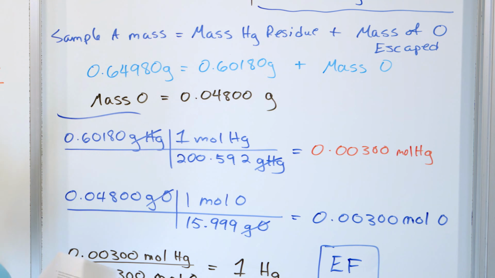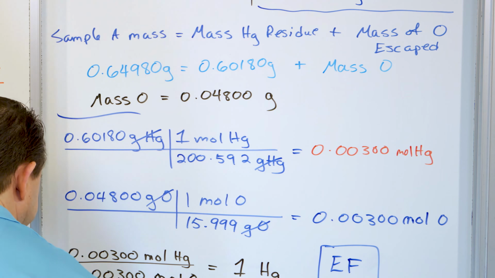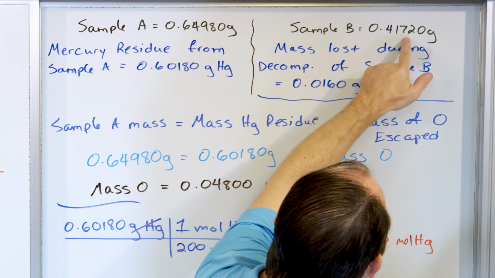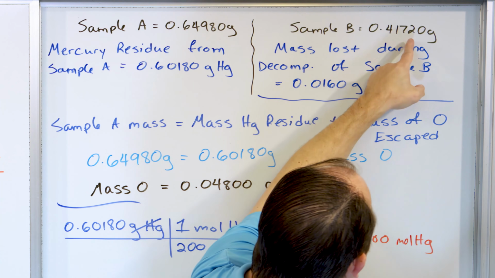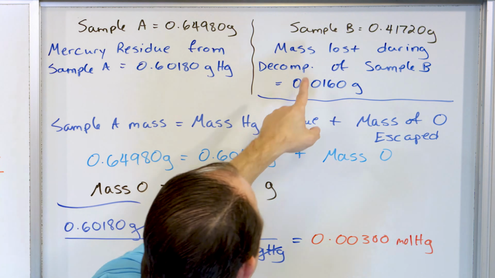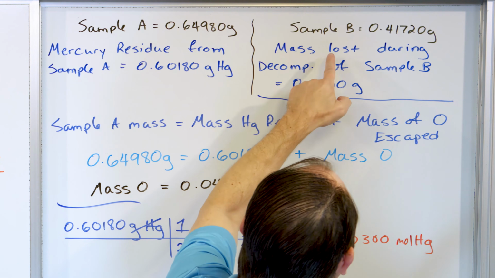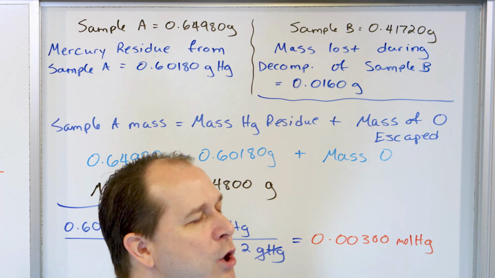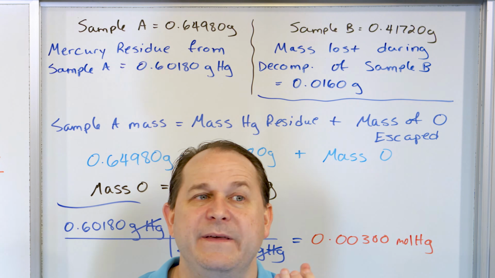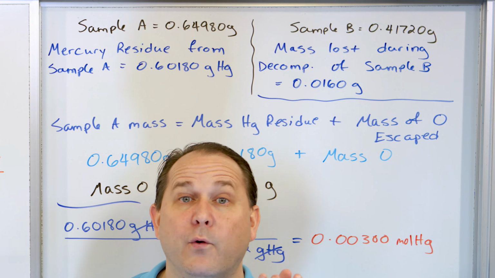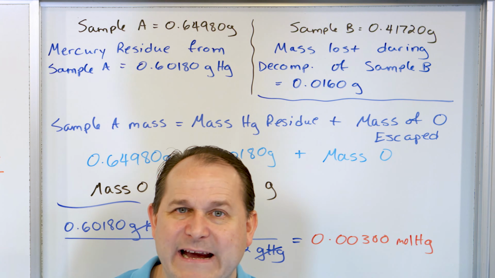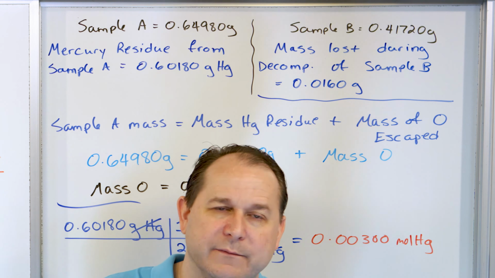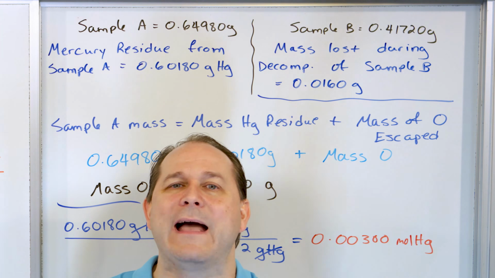Now what we have to do for the next one is, it's very similar, but not quite the same. We're going to do the same thing again for sample B, but for sample B, we're now told that sample B has a mass initially in the vessel of 0.41720 grams. Now this one's a little bit different, because this one says the mass lost during the decomposition of sample B is 0.0160. So what does it mean when mass lost? This means that you take the mass of something beforehand, and then you take the mass later, and you figure out how much mass was lost.